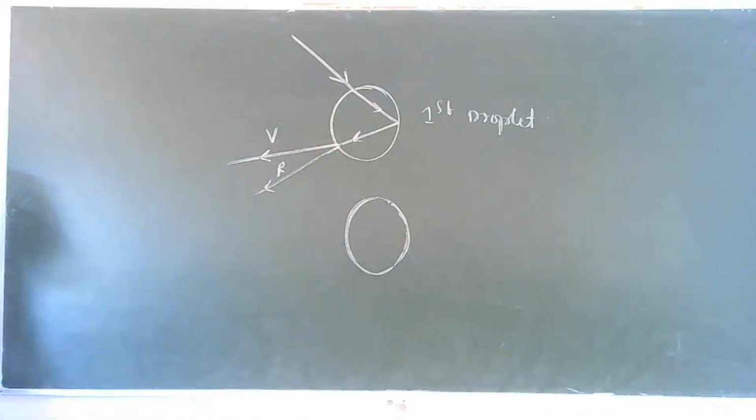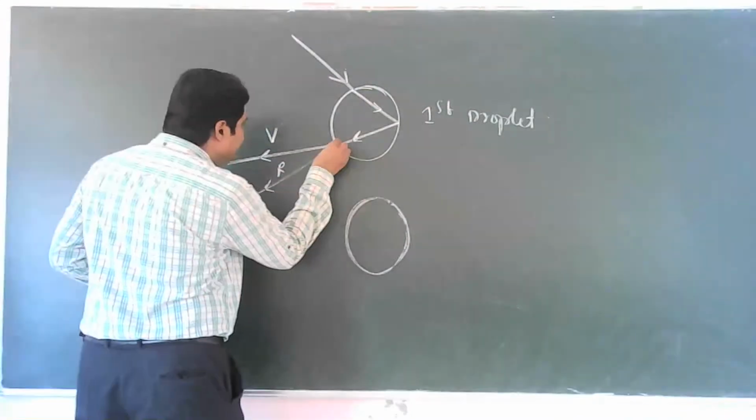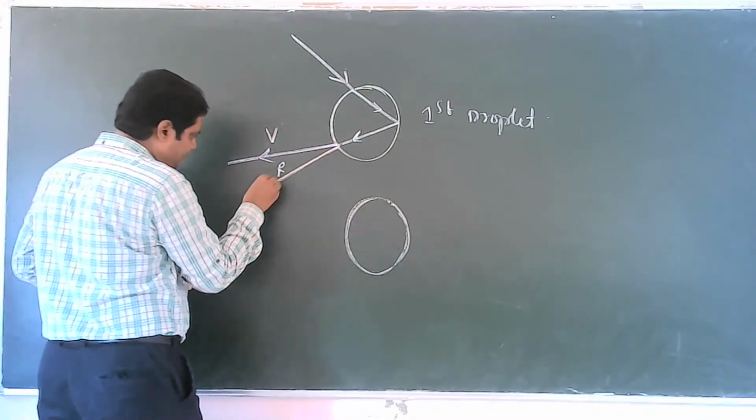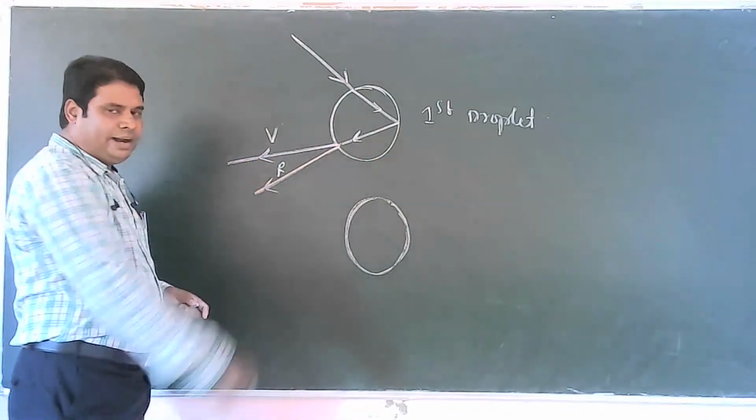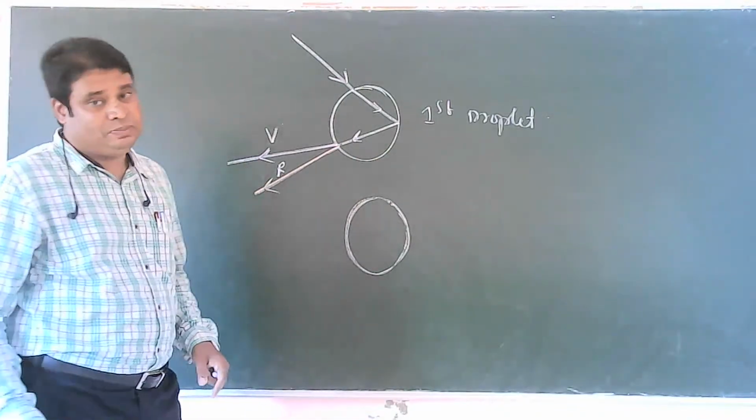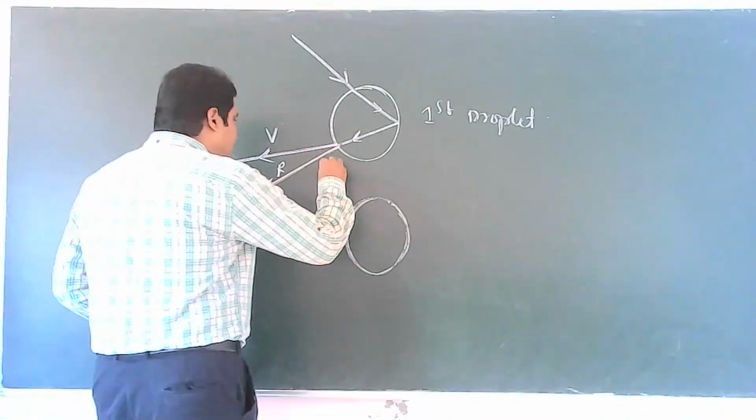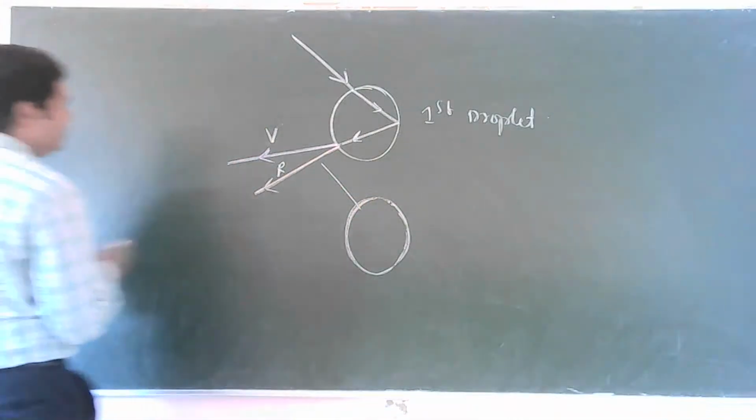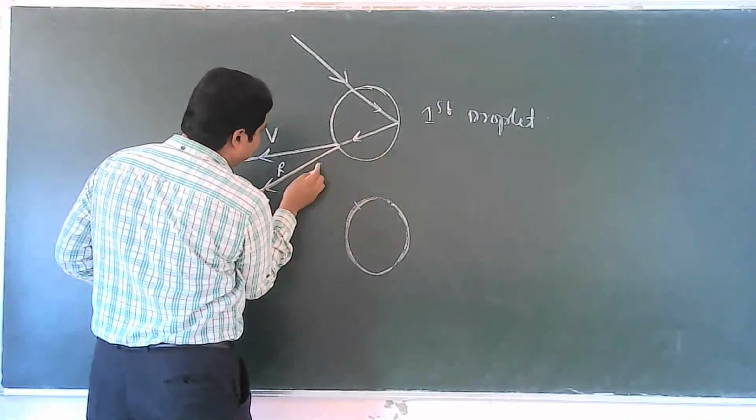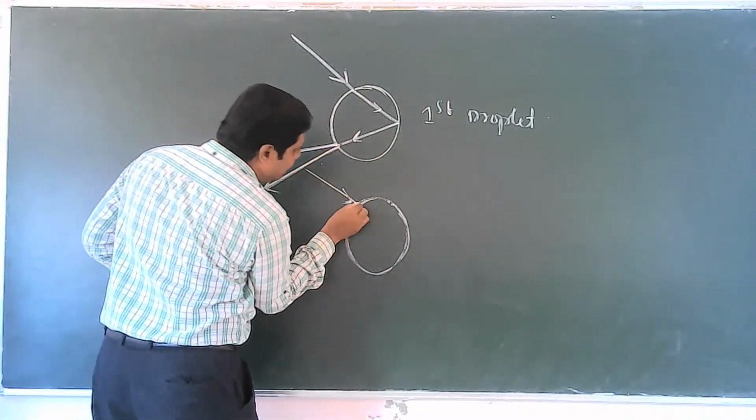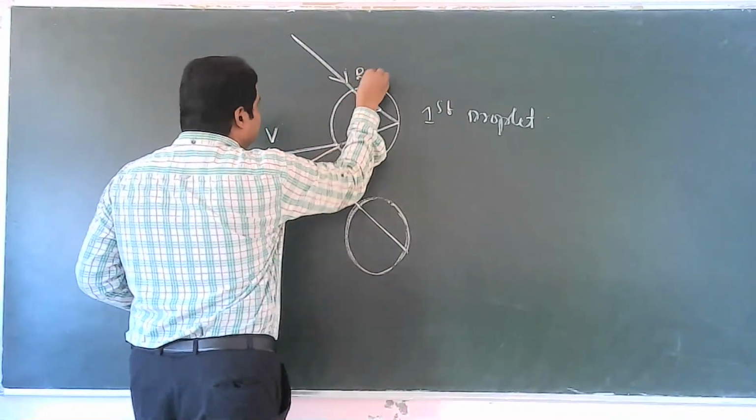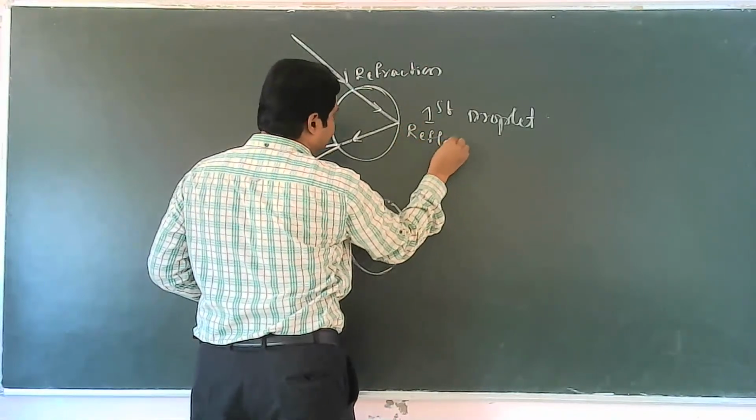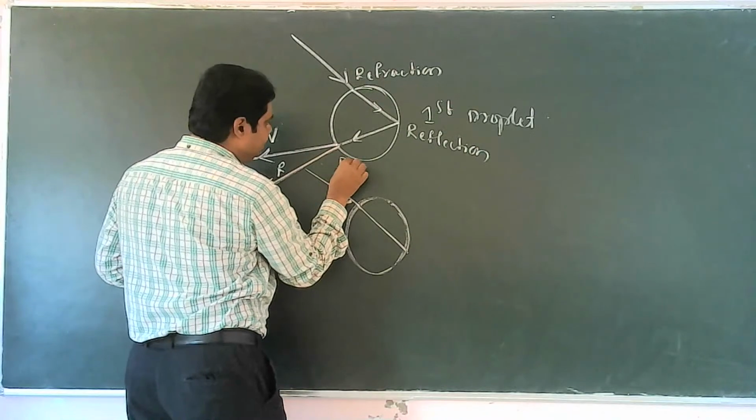Now I will take actual colors. This is violet, this is red. With respect to the normal, red bends least, violet bends most. Once again, if you consider one more ray parallel to this: refraction, reflection, once again refraction.